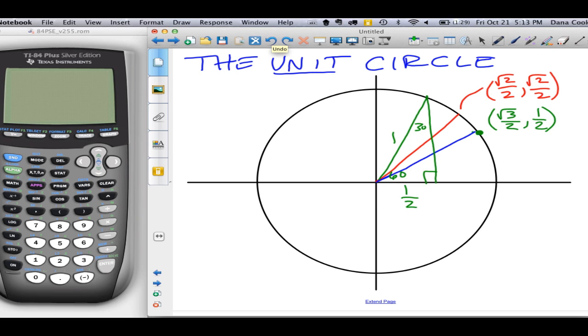So now this longer leg is going to be 1/2 times the square root of 3, which of course we already determined, simplified, would be radical 3 over 2. And so what are the coordinates of this point right here? It's going to be this x direction, 1/2, and this y direction, radical 3 over 2.